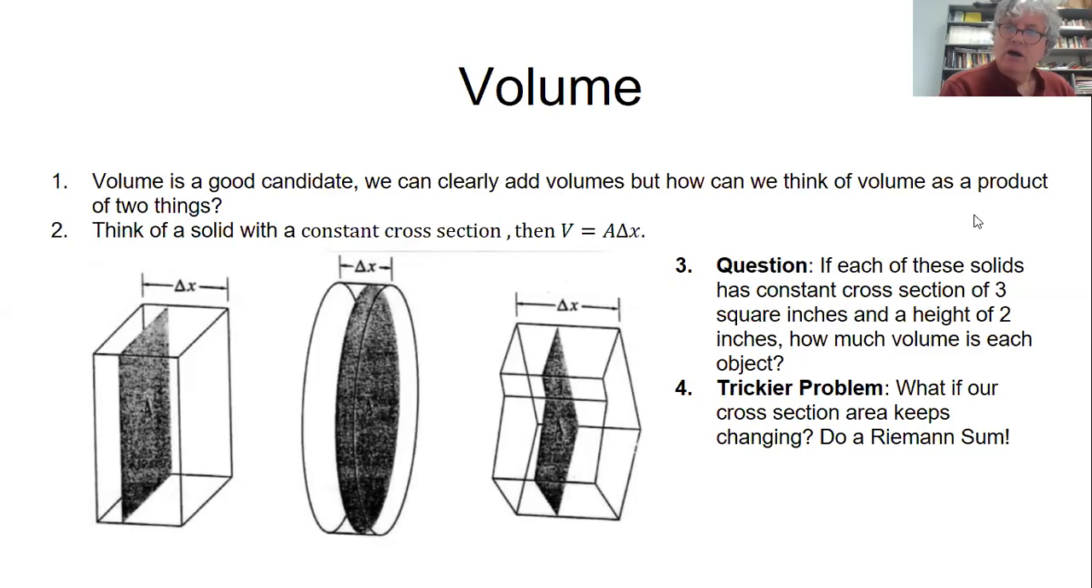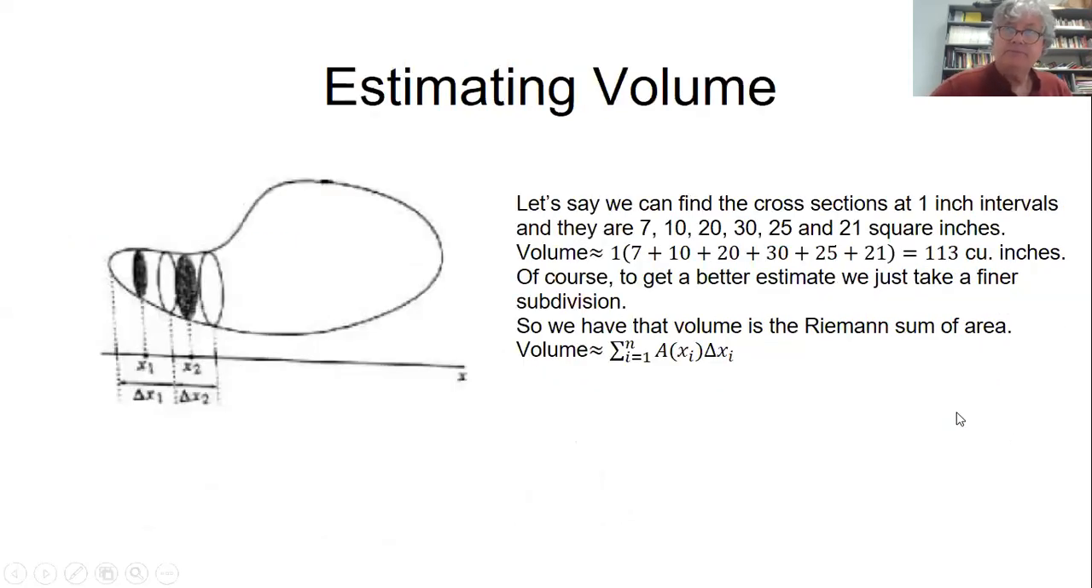The trickier problem is, what if our cross-section areas keep changing? And the answer is, well, we do a Riemann sum. So, estimating volume. Here I've got some amorphous blob. Let's say we can find the cross sections of this blob at 1 inch intervals and we see there's 7, 10, 20, 30, 25, 21 square inches as we go. So we've cut up our interval into 6 sub-intervals.